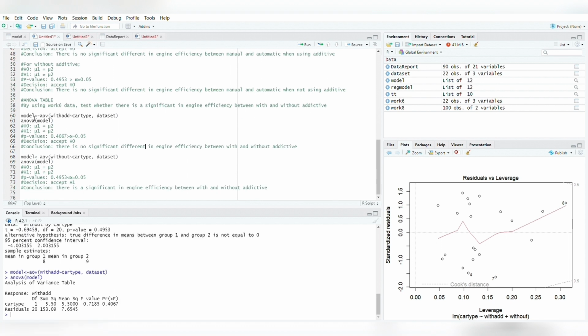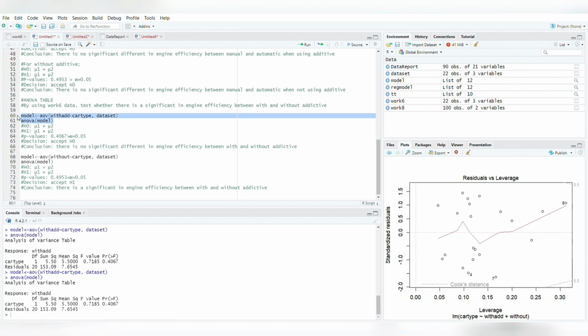Next, I will show you how to run the ANOVA table using R programming. This is the code for with additive. So the result here shows you the p-value 0.4067. So the hypothesis is H null, mu1 must equal mu2, H1, mu1 must not equal mu2. The p-value here, 0.4067, is bigger than alpha 0.05. The decision is accept H null. Conclusion: there is no significant difference in engine efficiency between with and without additive.